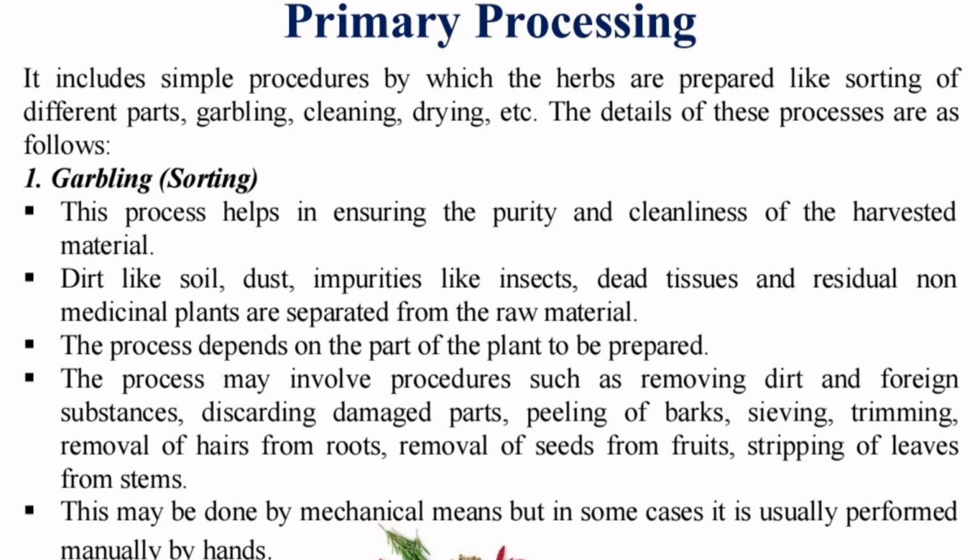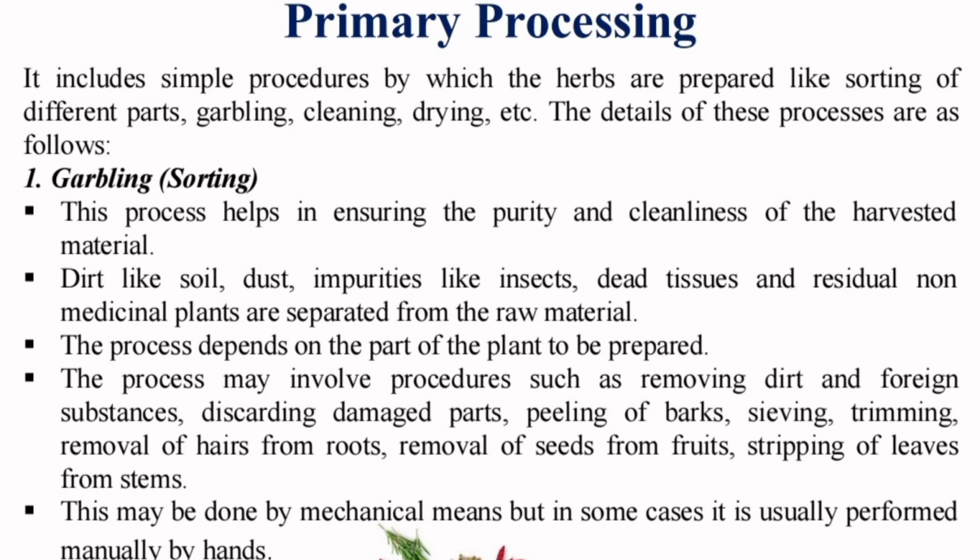This process helps in ensuring the purity and cleanliness of the harvested material. Dirt like oil, dust, and impurities like insects, dead tissues, and residual non-medicinal plants are separated from the raw material. These primary processings are very important to sort out the impurities from the raw material. The process depends on the parts of the plants to be prepared.